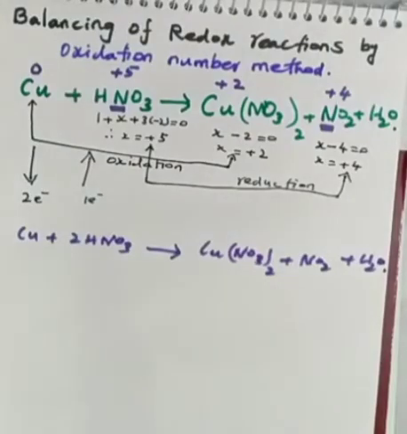So the first step is to find out the oxidation state. The second step is to identify whether it is oxidized or reduced. And the third step is to cross multiply this. After that you have to just balance the reaction in an ordinary way. Now I am going to balance this reaction.